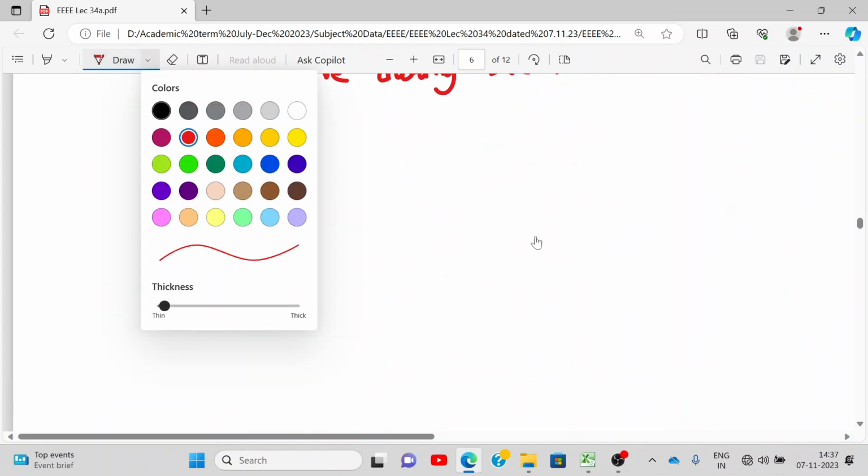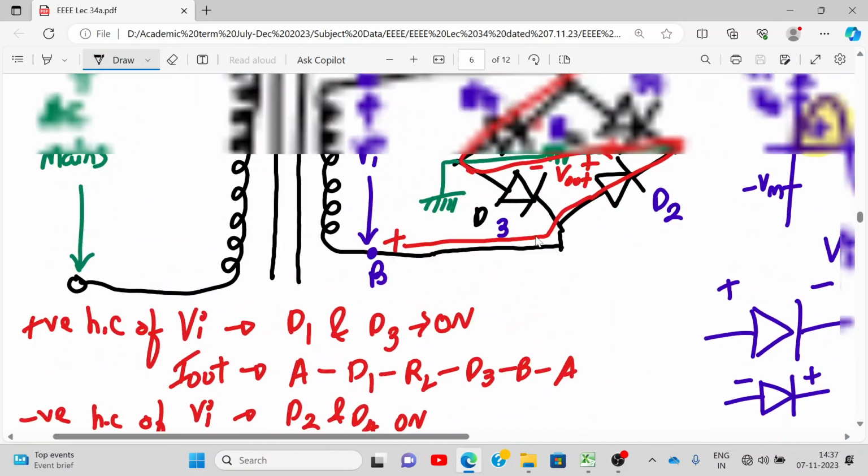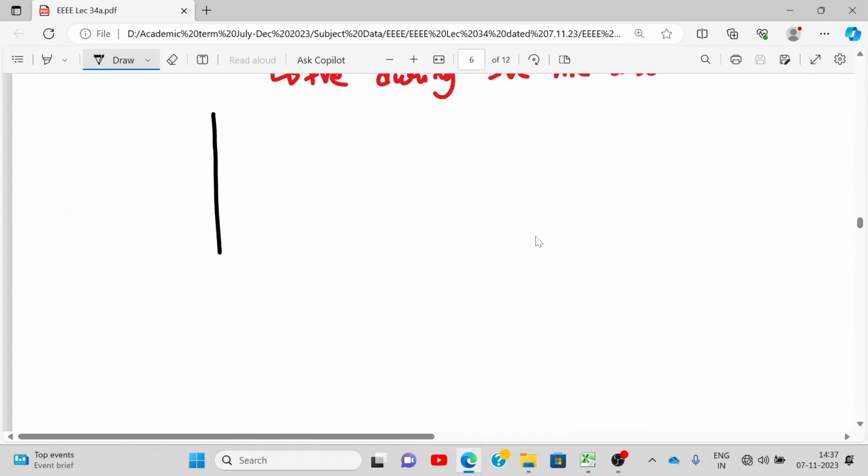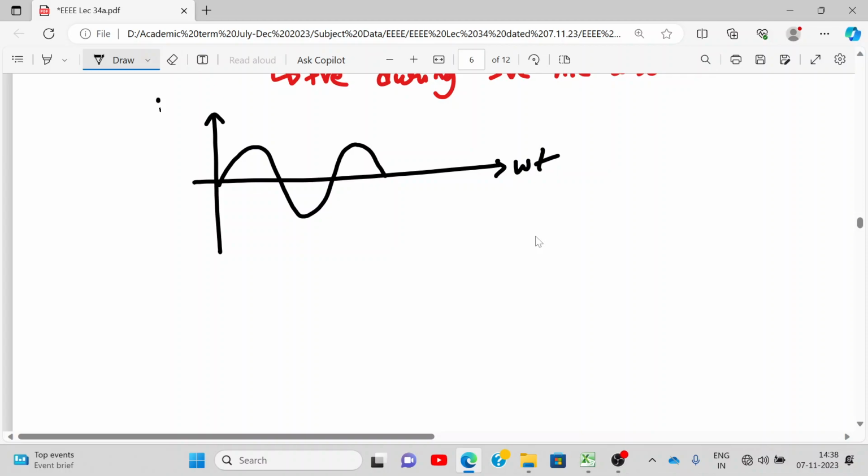So how will my output voltage look? If this is my Vin, let me draw the input and output waveforms. If this is my input Vi, how will I draw the output V out?